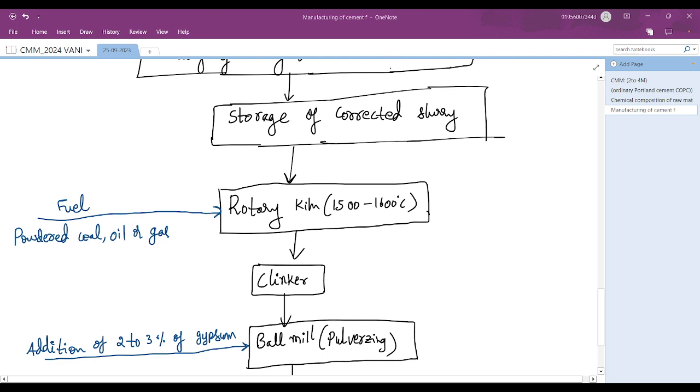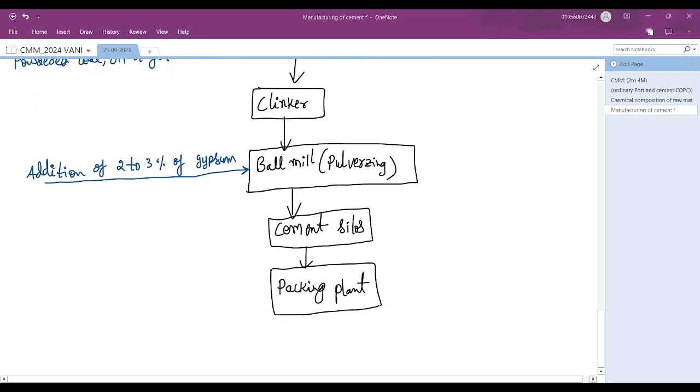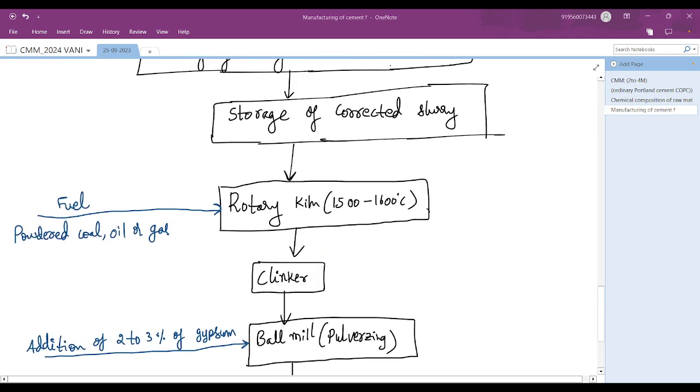The formed clinker is then ground, that is, pulverized. During that process, we add 2 to 3% of gypsum, so that the initial setting time is increased. That is retardation of quick set. Finally, cement is formed.